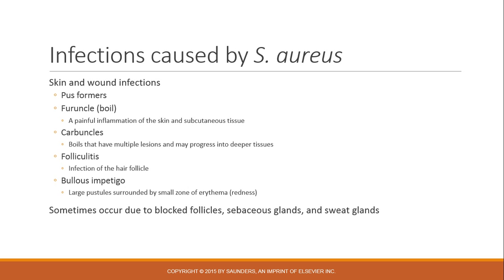Some infections that Staph aureus can cause, it's generally referred to as pus-forming kind of infections. So you've got your furuncle, which is a boil, a painful inflammation of the skin with pus. A carbuncle is basically a furuncle on steroids. If you think, I associated car with very large, right? So it's larger than a furuncle. It's when it gets larger and it penetrates deeper tissues. Folliculitis is when it gets into the hair follicle. Bullous impetigo is when you see this small zone of redness around the pustule.